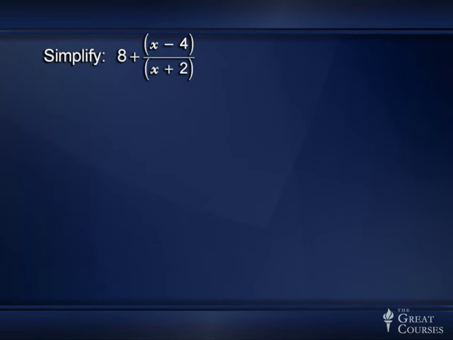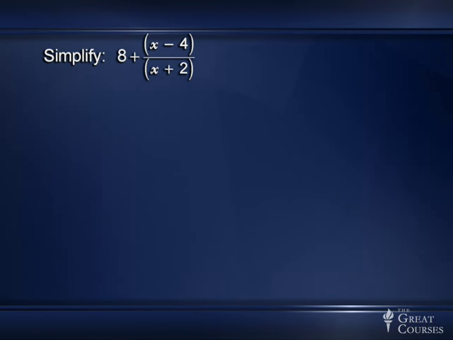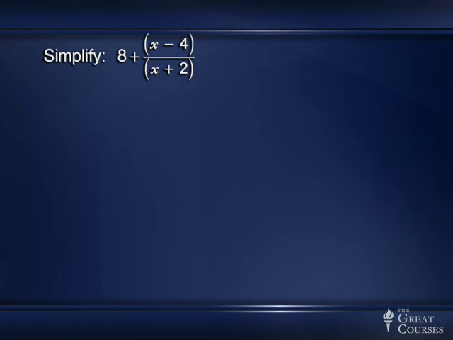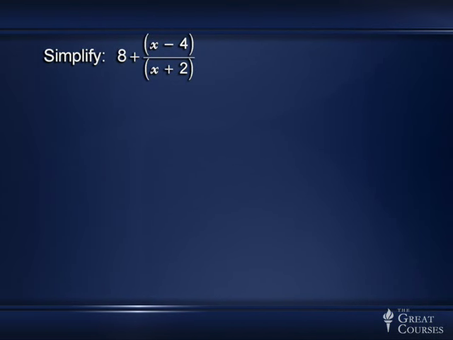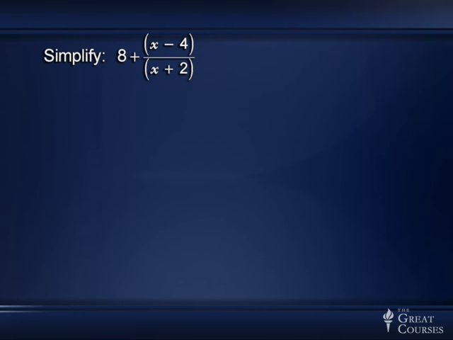Now, let's look at one last example of adding rational expressions, which, when you first see it, might look a bit confusing. Simplify 8 plus x minus 4 over x plus 2. Now, your first thought might be, wait a minute, I don't see two rational expressions there. I really only see one. Only that second portion is a fraction. What in the world do I do with the 8?